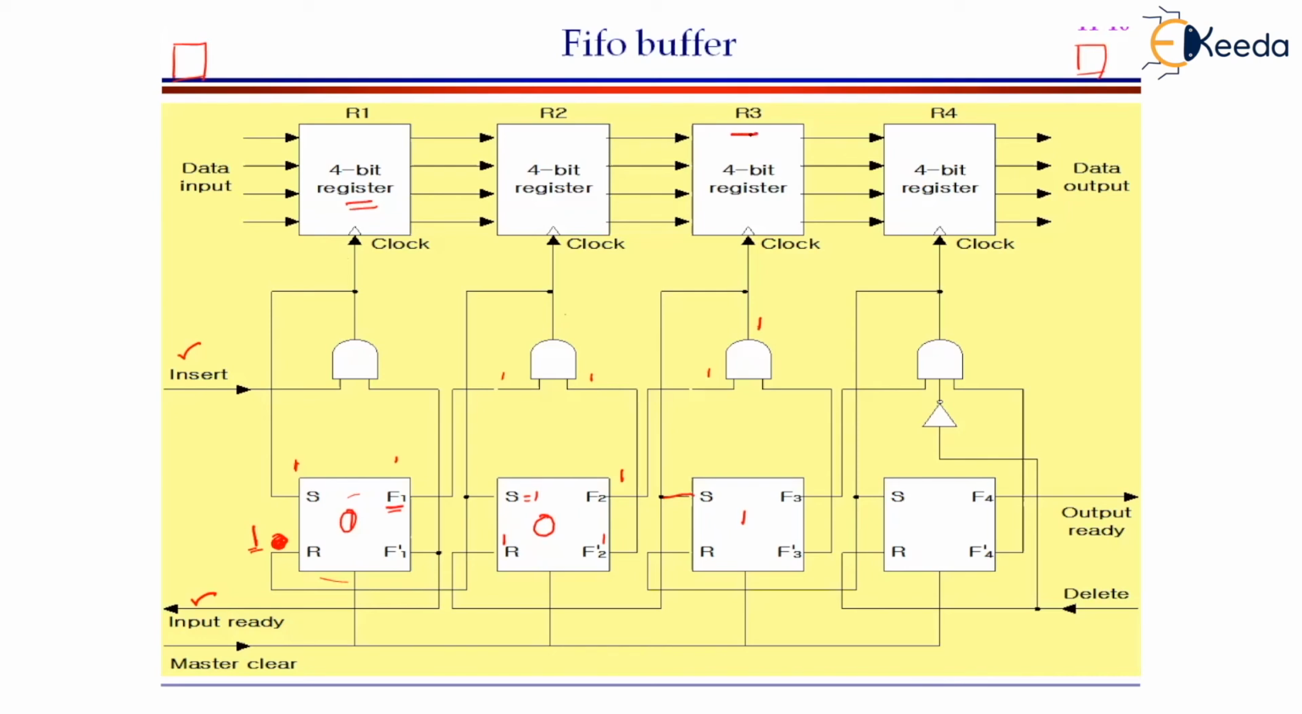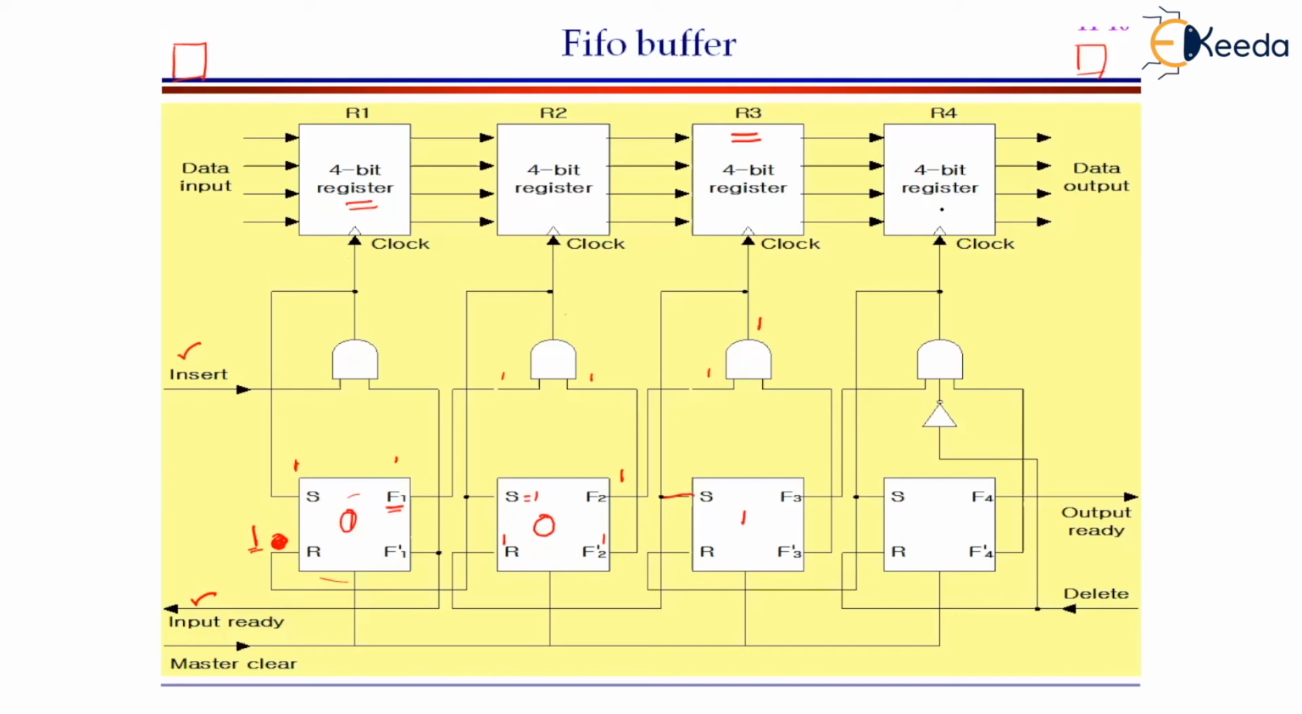Now in R3 we do have the data. From R3 to R4 there has to be a transfer. How are we going to make a transfer? We need to trigger this clock. Unless the clock is triggered, this fourth register doesn't accept the data from the third register. How are we going to make it? Already you know that when this register has the data, F3 will be equal to 1. F3 is connected to this AND gate, and this AND gate's second input is also connected from F4's complement.